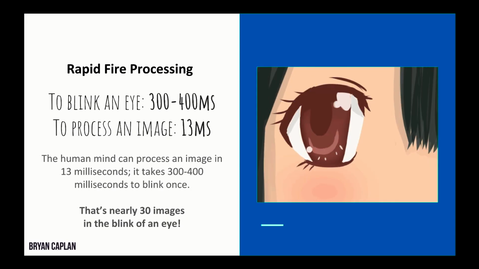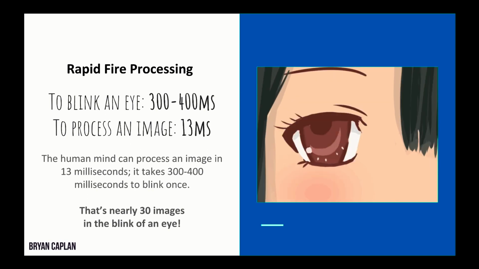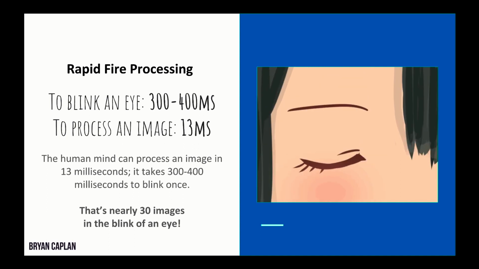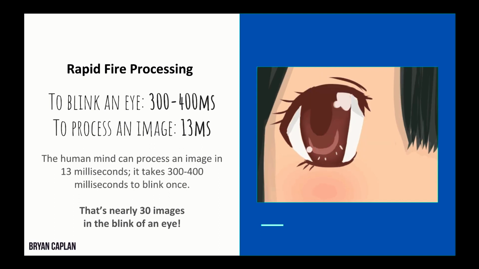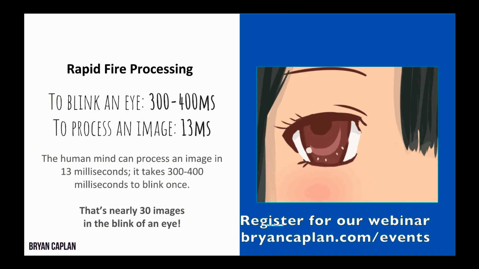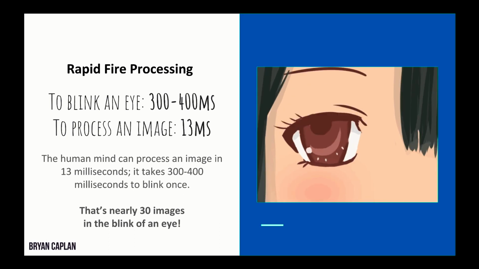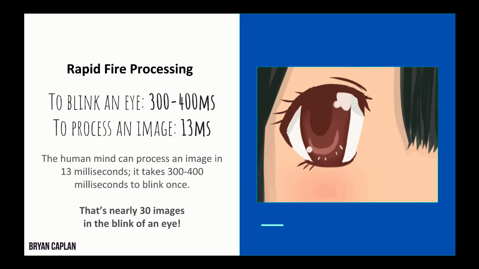Now here's something amazing. I want you to blink. Blink again. To blink an eye, it takes 300 to 400 milliseconds. To process an image, according to MIT research, 13 milliseconds on average. This is called rapid fire processing. So the human mind can process an image in 13 milliseconds. Divide 300 or 400 by 13. That's nearly 30 images in the blink of an eye that we can process.